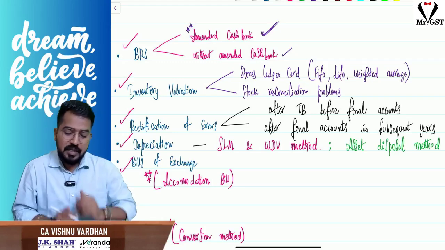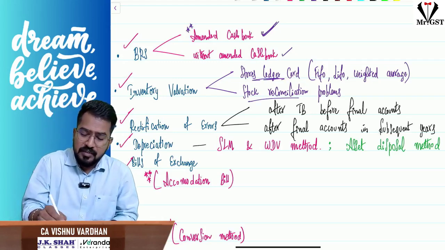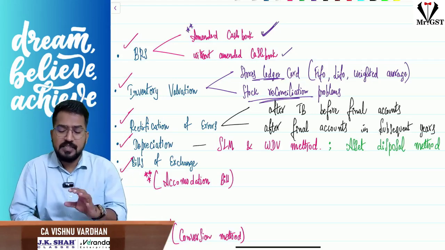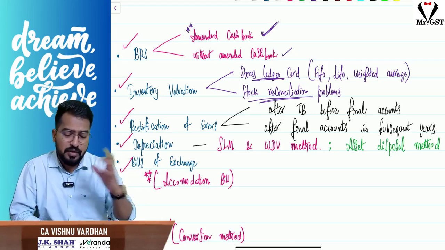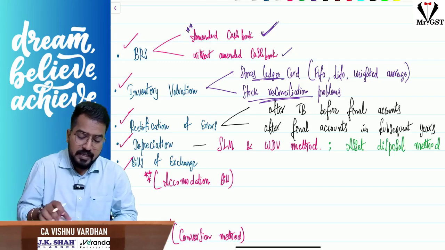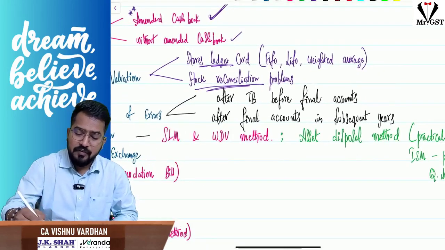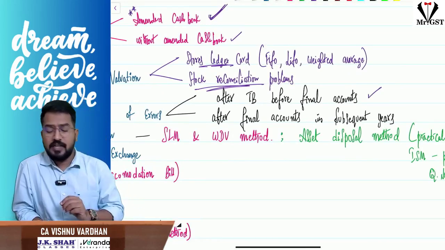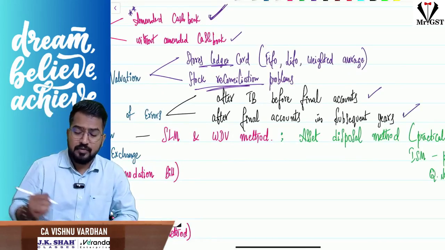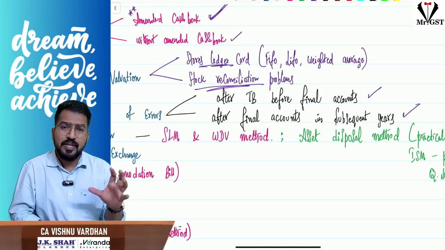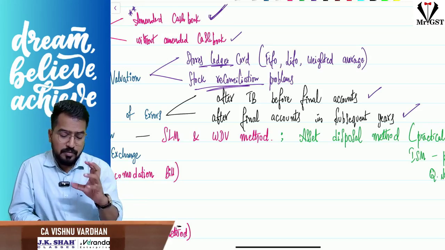Next, coming to inventory valuation: stores ledger card, store reconciliation, and stock reconciliation problems. Please make sure you are thoroughly revising these things. Next, rectification of errors: rectification of errors after the trial balance but before the final accounts, and after the final accounts in subsequent years. For these 2 areas, please have hands-on experience on the problems.